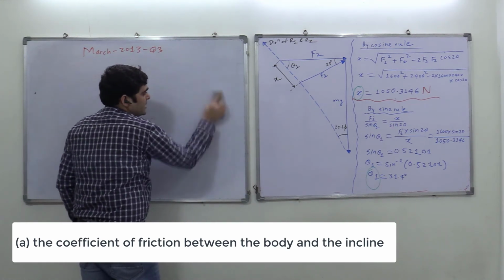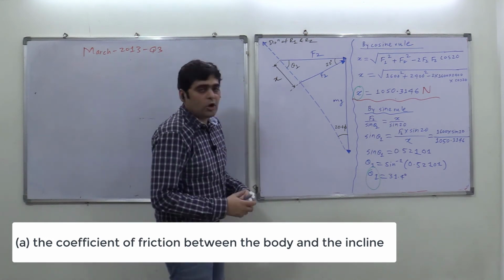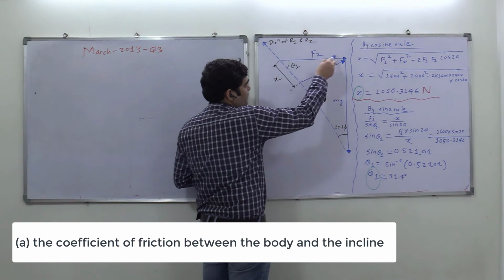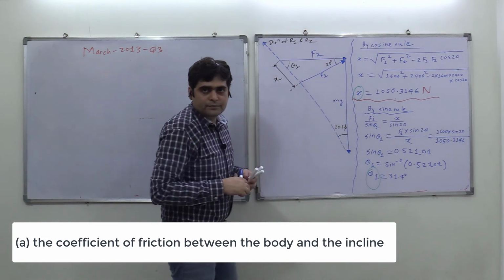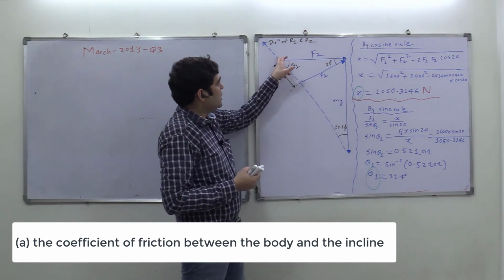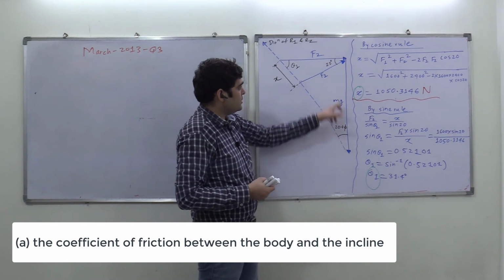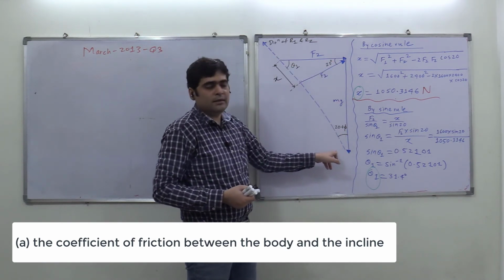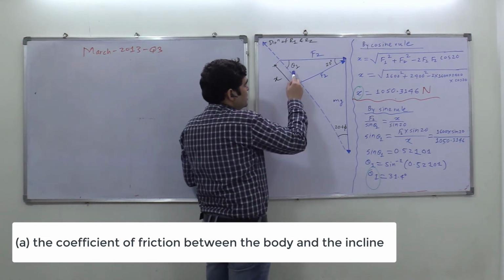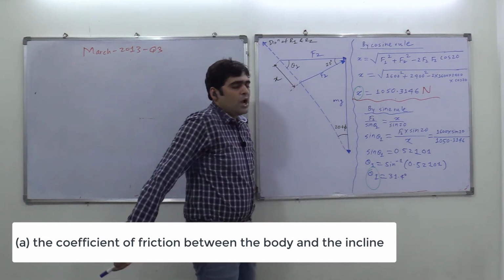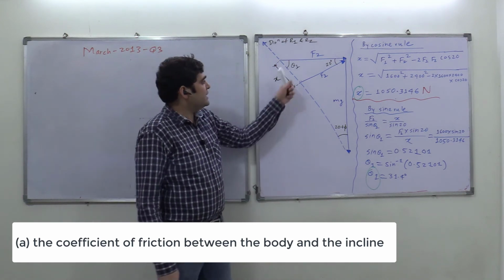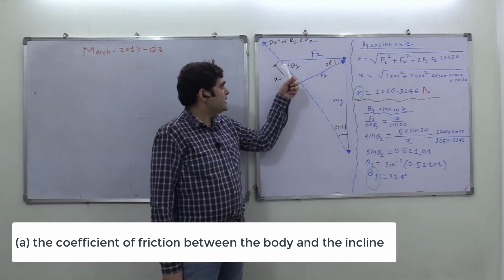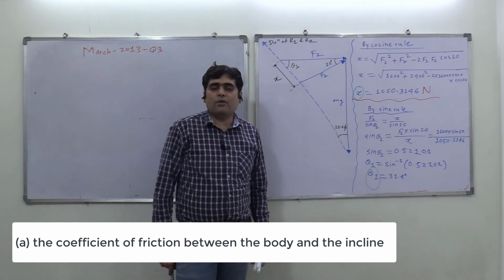Try to see this drawing, guys. Observe these two drawings. This F2, MG, and this will form a right angle triangle. This MG means weight. So what will be the summation of theta 1 and 20 plus 5?